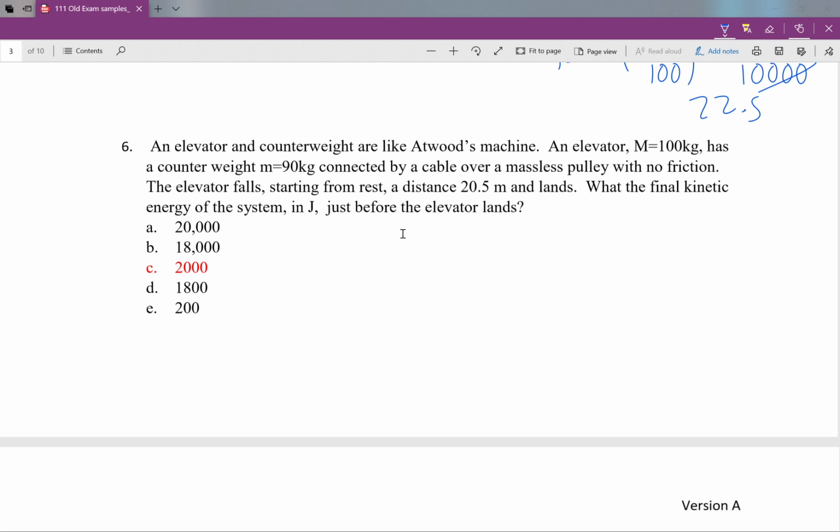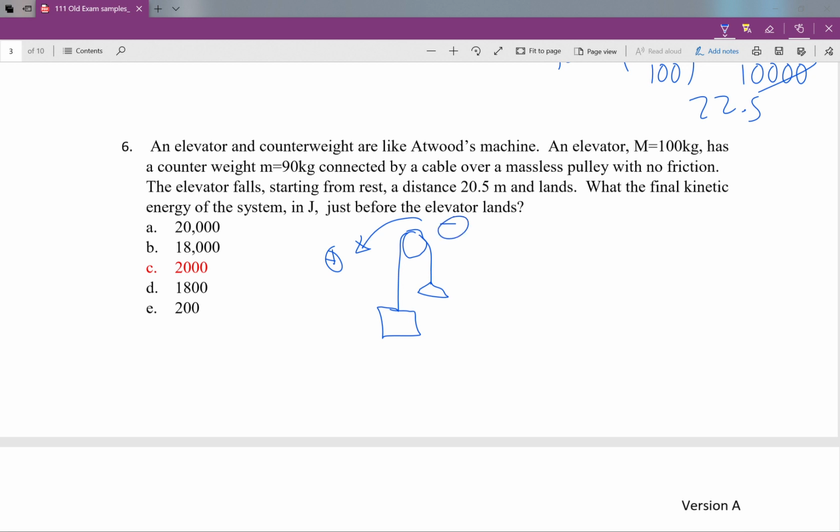Okay, so let's draw our Atwood system over here. We have the pulley, and we have an elevator on this side, and we have the counterweight. We know the elevator is more massive than the counterweight, so the system will move in this direction. So this will be the positive direction, and this will be the negative.